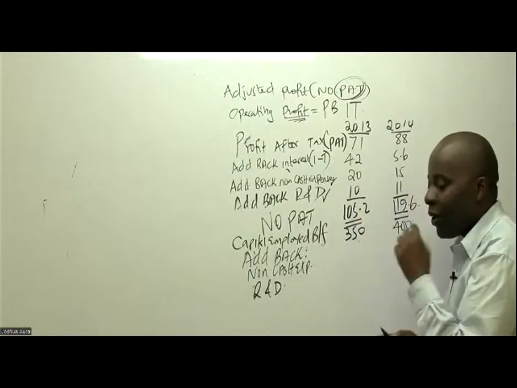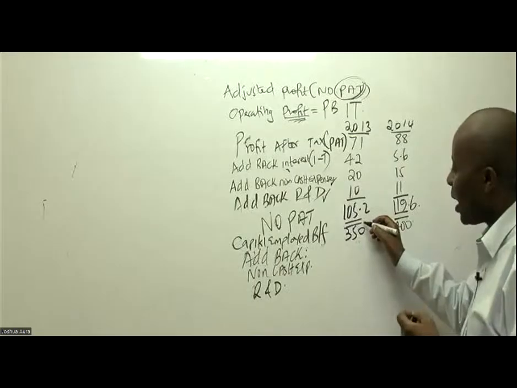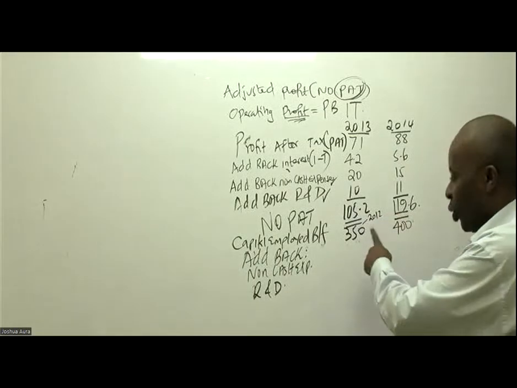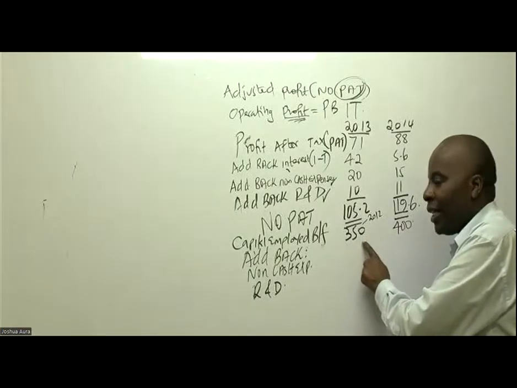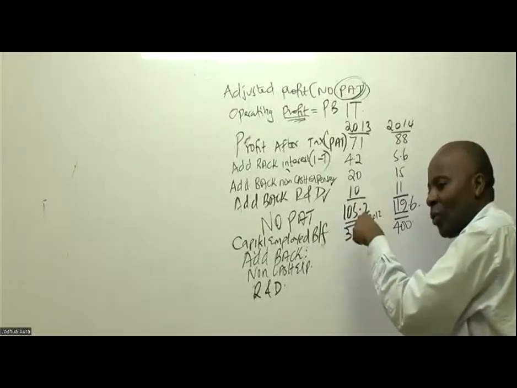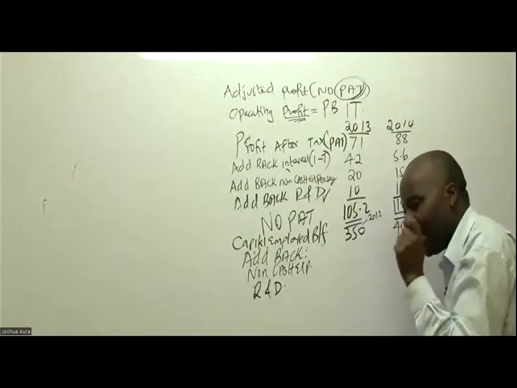So what I normally do myself, I'll bring in some other different color, like blue color. I write here that all the adjustments to arrive at this figure were done in the year. Fine, it is 2013, but you see it's a brought forward figure. So the adjustments that were done to arrive at this figure were the 2012 figures.